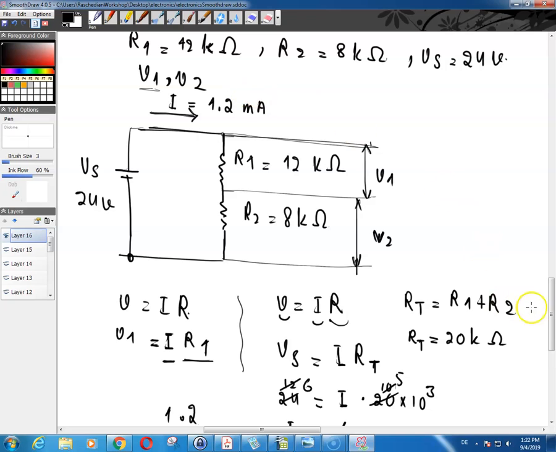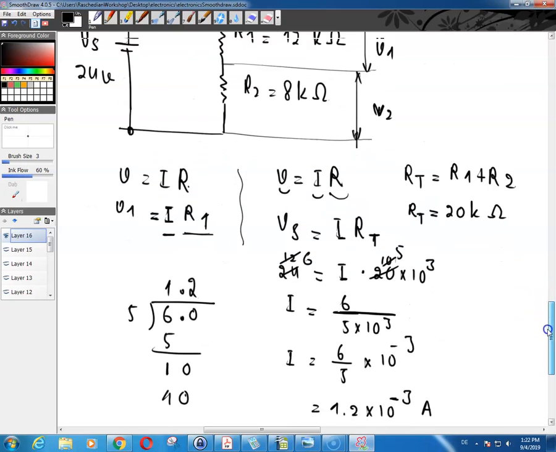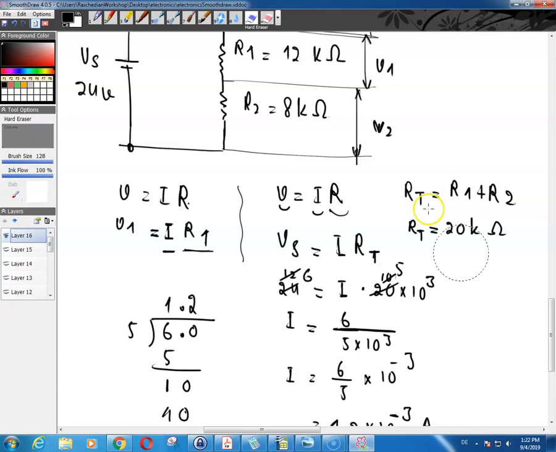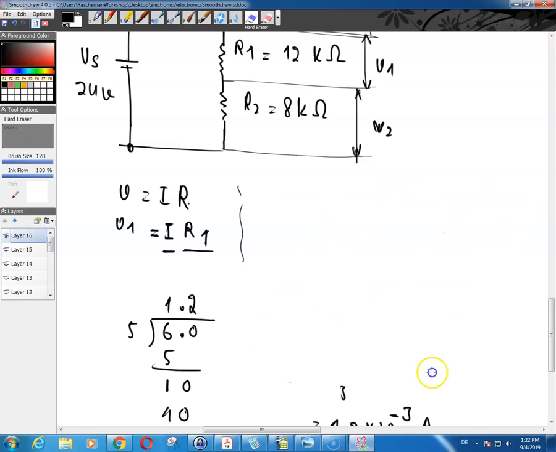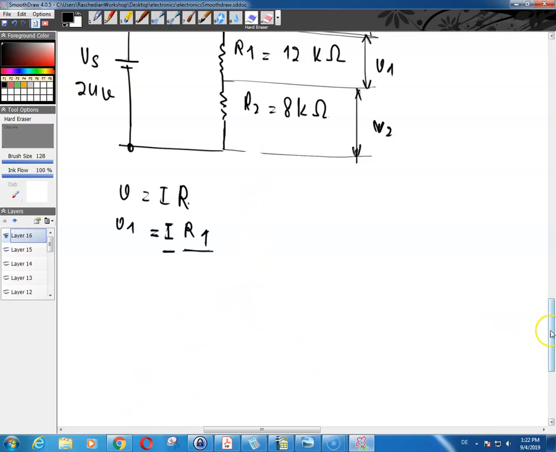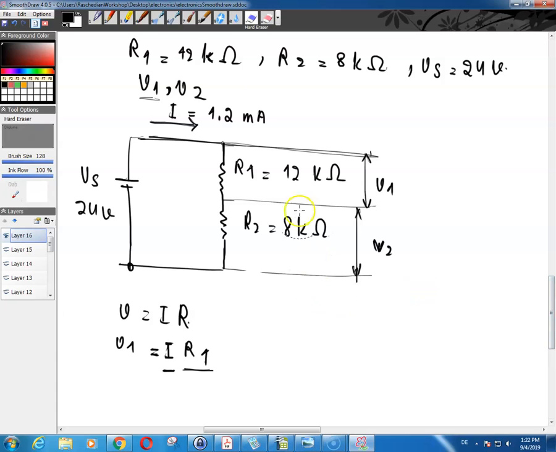1.2 milliamps, which is a very small current. Now that you know the value of the current going through the circuit and the value of each of these resistors, you can calculate the voltage drop across any of these two resistors.